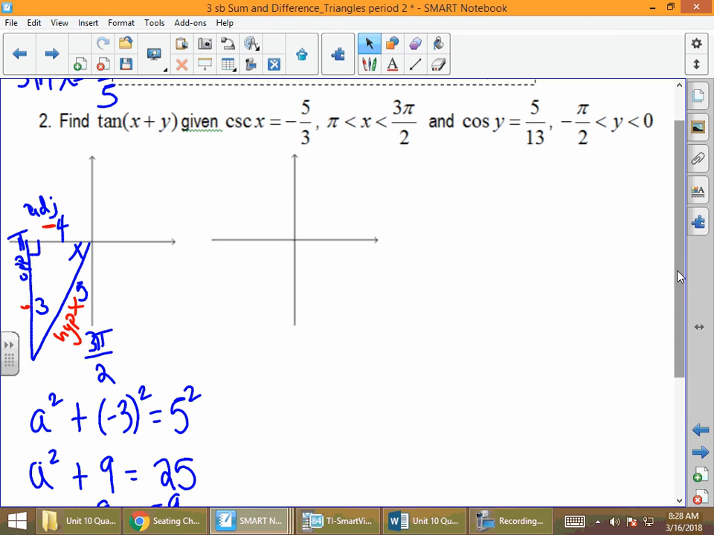When we look at our second value here, we've got cosine of y equals 5/13. And what this one says is negative pi over 2 to 0. Well, once again, the negative tells us the direction, but here's negative pi over 2. Here's 0. And you can look back on your second page of the notes and see that between negative pi over 2 and 0 is going to be in the fourth quadrant.